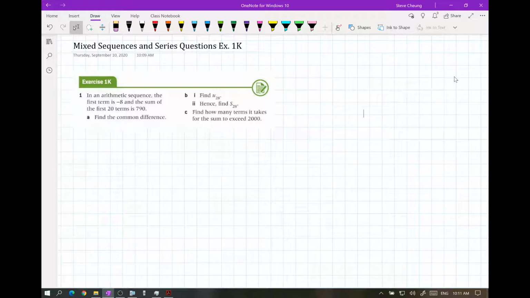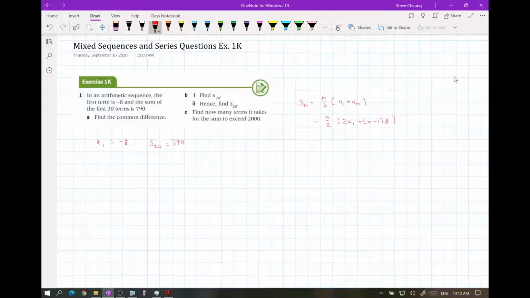In question 1, we are looking at an arithmetic sequence, first term being -8, and the sum of the first 20 terms to be 790. To find the common difference, we can use one of the formulas that we are given in the booklet. So either we have Sn equals n over 2 times (u1 plus un), or n over 2 times (2 times u1 plus (n minus 1)d). In this question, it seems like we can use the second form because we are looking for d. And in addition, we don't actually know what the last term is.